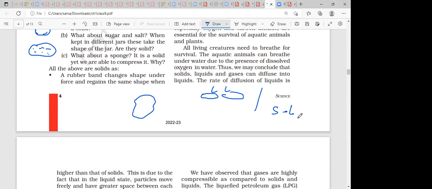Liquid and liquid. Okay. What about the other? Liquid and liquid. Okay. Why so? Any reason for that?